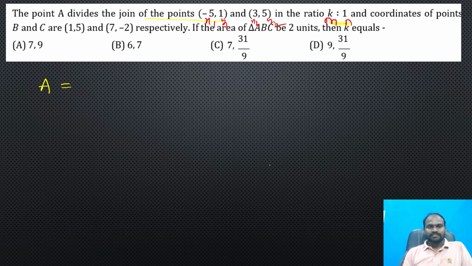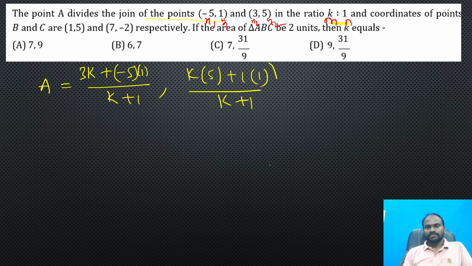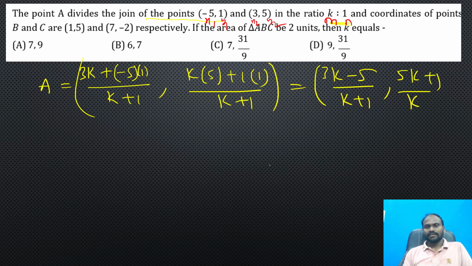Now the x-coordinate is m x2, that means 3k, plus n x1, which is minus 5 into 1, divided by k plus 1. Next, m y2, which is 5k, plus n y1, which is 1, divided by k plus 1. So what are the coordinates of A here? (3k minus 5) by (k plus 1), (5k plus 1) by (k plus 1). Now A, B and C are given. Use the area of the triangle formula and equate it to 2, then you'll get k. That's it, right? So you just try that on your own.